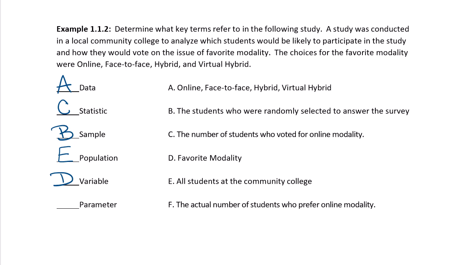And F is the actual number of students who prefer online modality. So when we say actual number, that means of all the students in the community college, how many of them really prefer online modality? That would be a parameter. And again, when we take a sample, we don't know the parameter, but that number exists. We just don't know what it is unless we asked every single person.